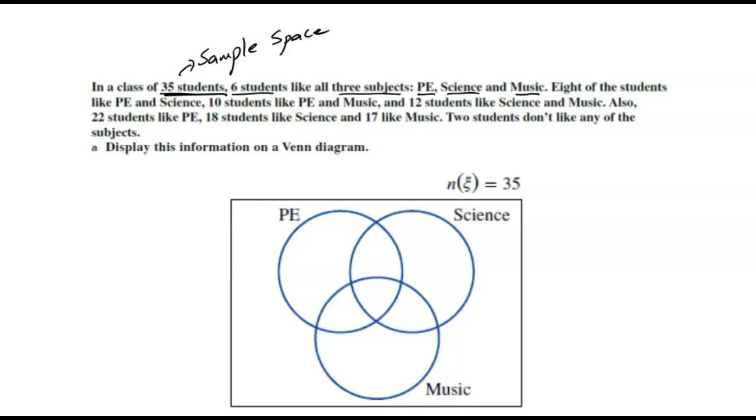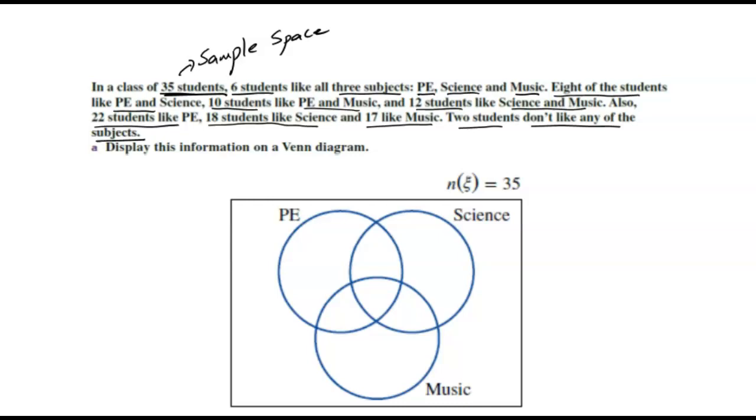So 8 of the students like PE and science, 10 students like PE and music, 12 students like science and music, and also 22 students like PE, 18 students like science, 17 like music, 2 students don't like any of the subjects. Lots of numbers, and obviously if you add all the numbers together, it gives us a number more than 35, which means there are some common elements which we need to unpack.